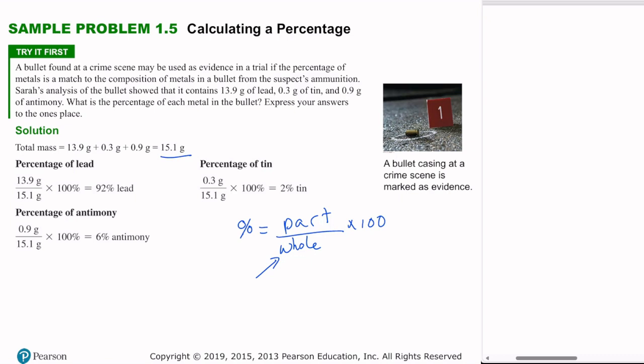Lead is 13.9 grams, that's our part, divided by the whole, which is 15.1 grams, times 100, means that our bullet is 92% lead. The part that's antimony would be 0.9 grams, divided by the 15.1 gram total, times 100, means we have 6% antimony in this bullet. Tin would be 0.3 grams, divided by 15.1 grams, times 100, giving us a percentage of 2% for the tin.